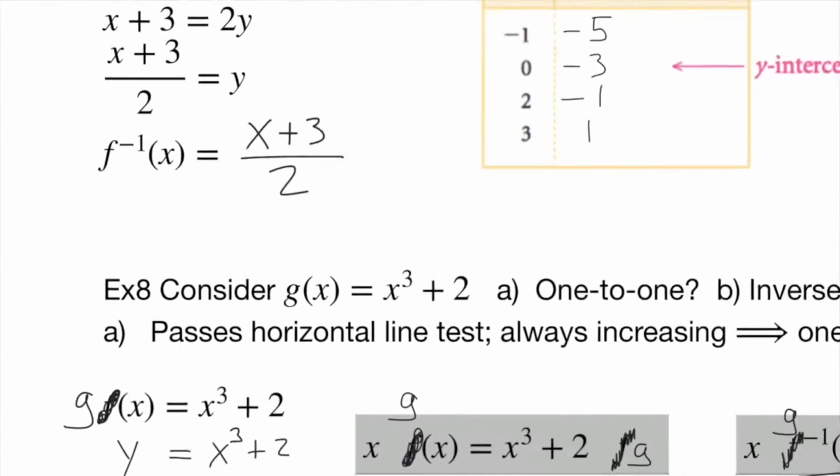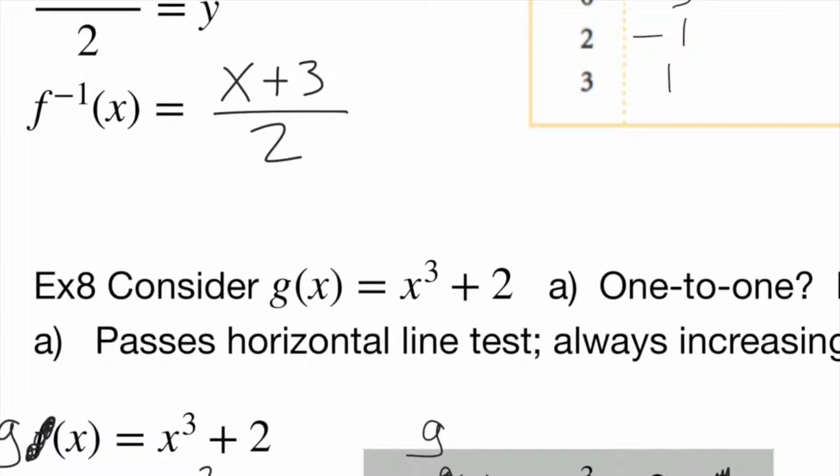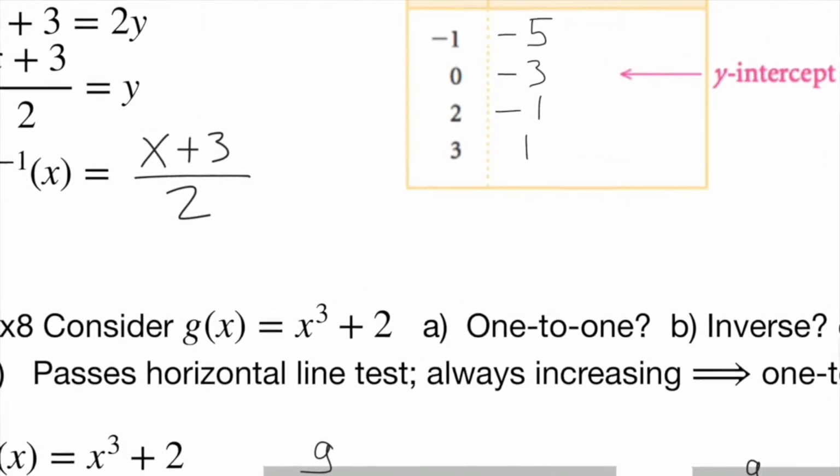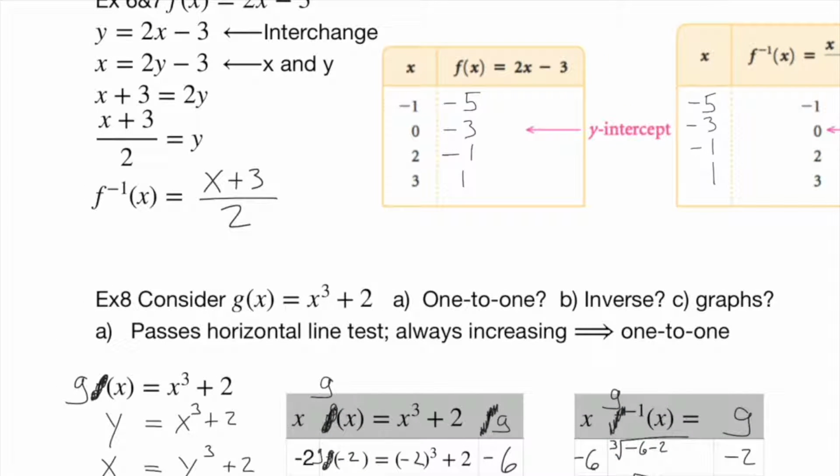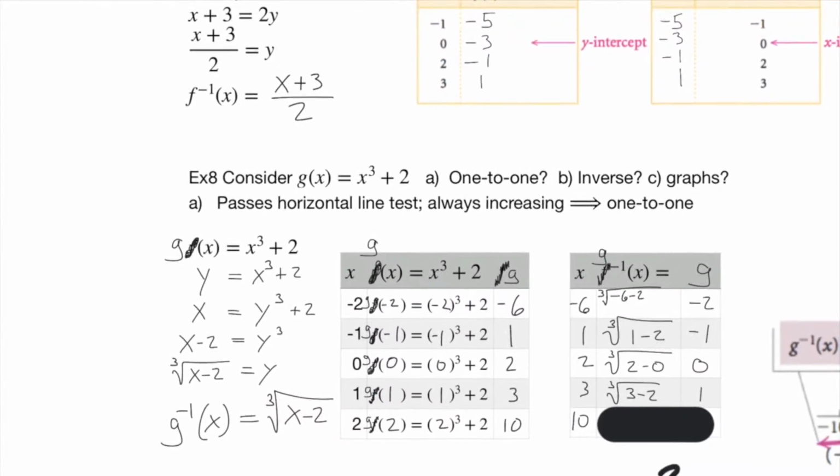Now, let's take example 8. g of x is equal to x cubed plus 2. You might ask, is it 1 to 1? What about its inverse? Is it a function? And what does the graph look like?